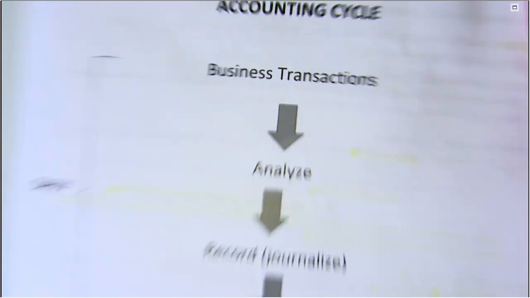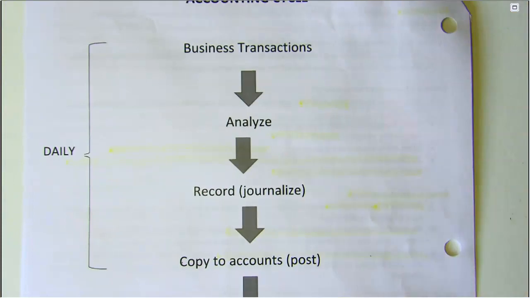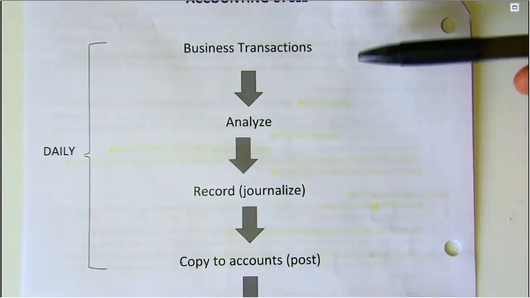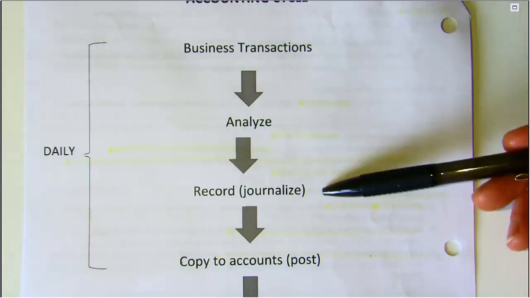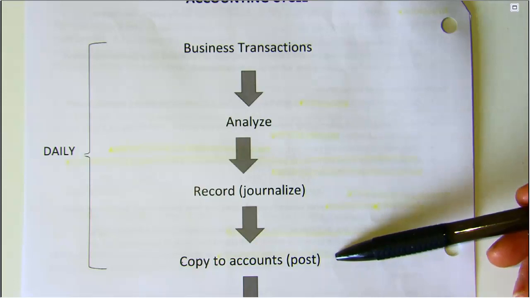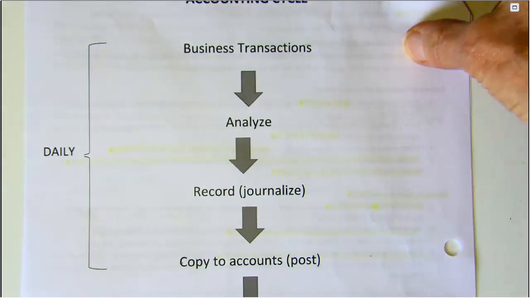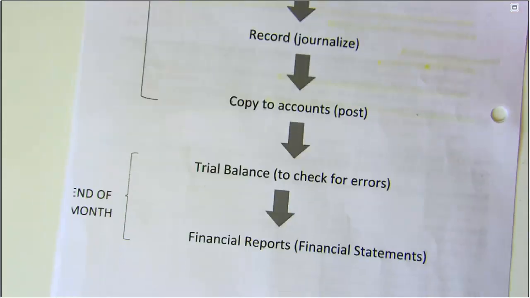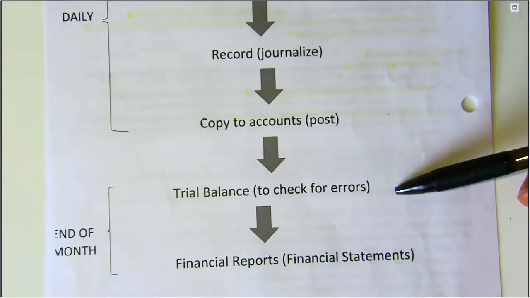The accounting cycle. Notice that daily business transactions occur and we analyze them, then we record or journalize them, and then we post or copy that information into our Ledger T accounts. But at the end of the month, before we prepare the financial statements, we prepare something called the trial balance.